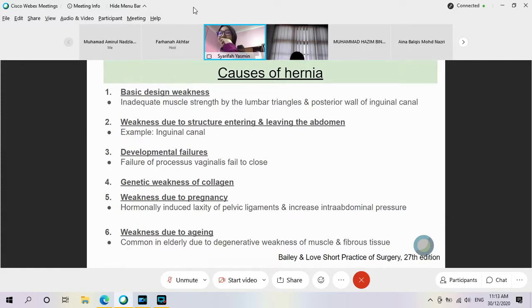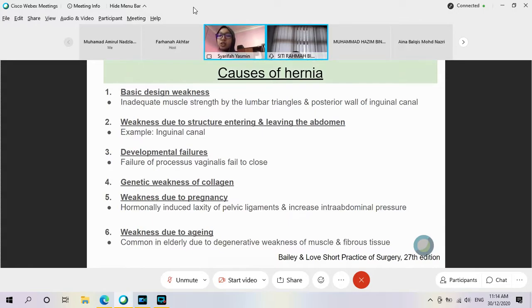Continue. Okay, next one is genetic weakness of collagen. There is good evidence that hernia is a collagen disease, and it is because of an inherited imbalance in the types of collagen.